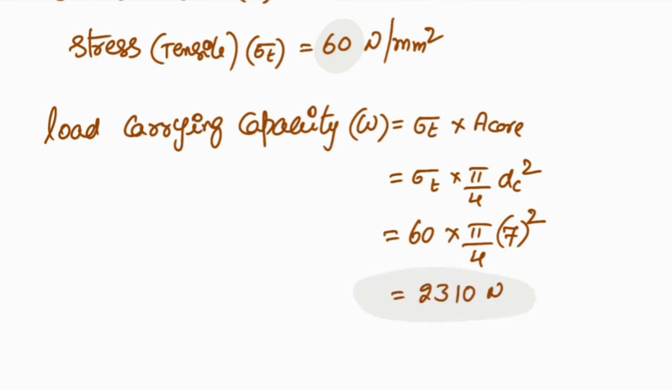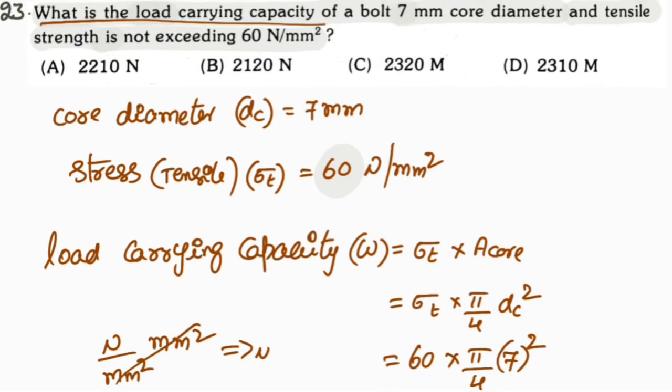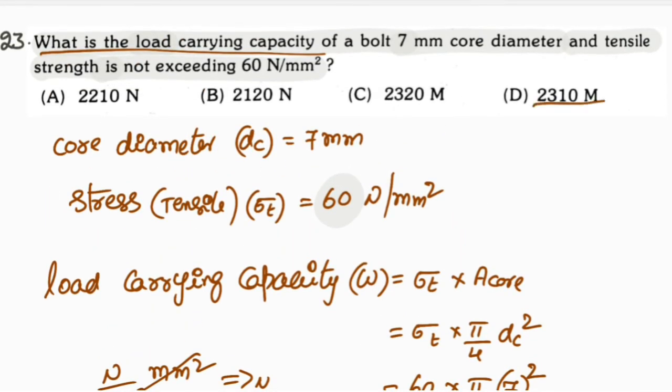Since it is load, look at the units. Here stress is in Newton per mm square. Area is in mm square. These two are cancelled. Finally, the unit is Newton. Newton is the unit of load or force. Anyhow, 2310 newtons. Look at the options. Look at the last option 2310. It is not M, it is the Newton. Printing mistake. Newton. So answer D is absolutely correct. I hope you got my point. Let us take another problem.